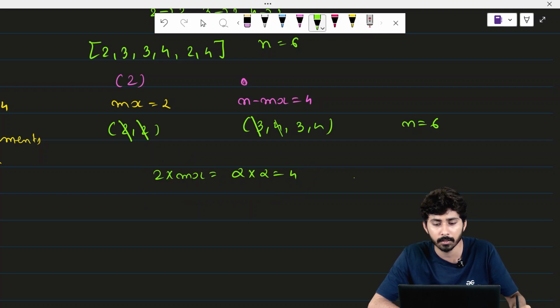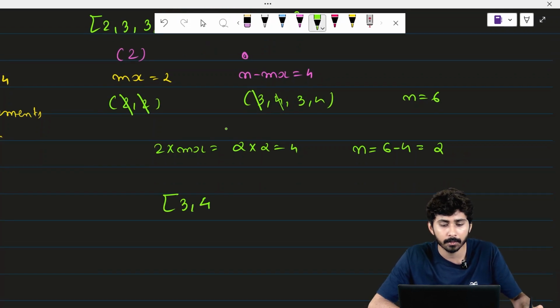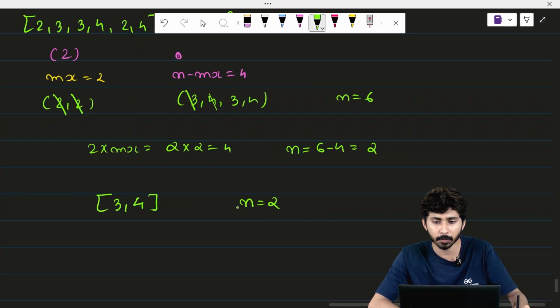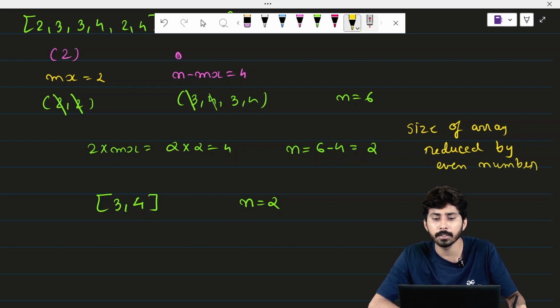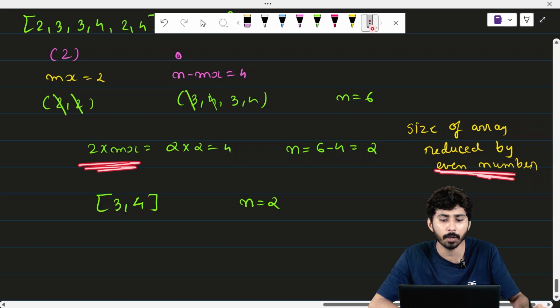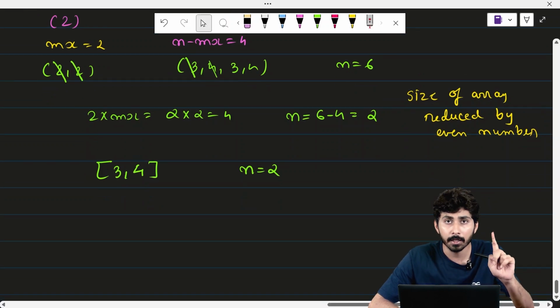Now what will be the size of the array? n equals 6 minus 4. You will get 2 as the size of the array. So how many elements are remaining inside the array? 2 elements are remaining, and the size of the array is now 2. So here you can observe the size of the array has been reduced by an even number. Always the size of the array will be reduced by an even number, because 2 into mx elements are removed every time. 2 into mx is what? An even number. That's why the size of the array will always get reduced by an even number.